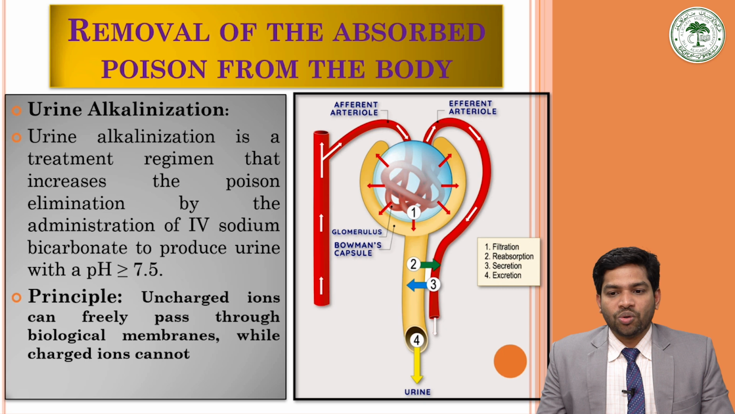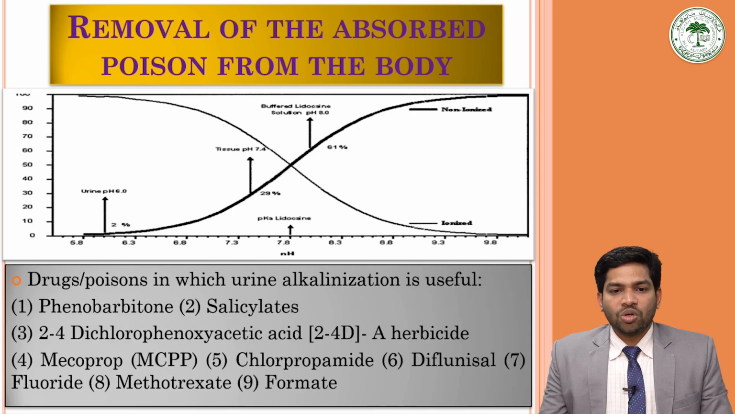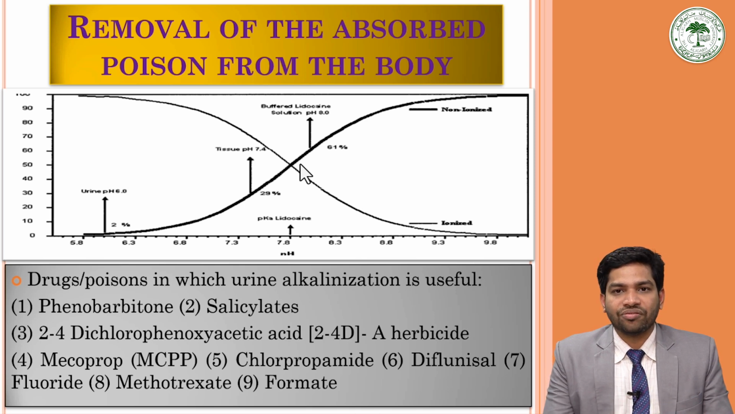So if a poison molecule is in uncharged form, whatever molecules are filtered by the glomeruli would diffuse back into the system. Poison molecules in the charged form will be retained within the tubules. You can learn from this chart, which is a chart for the lidocaine compound. Lidocaine is a weakly basic drug. It has a pKa of around 7.8. At the pKa, the drug is 50% in the ionized and 50% in the unionized form.